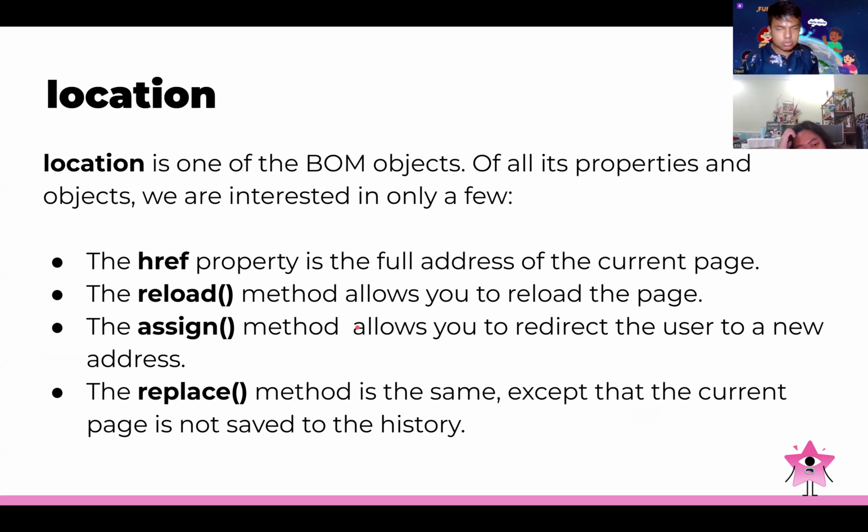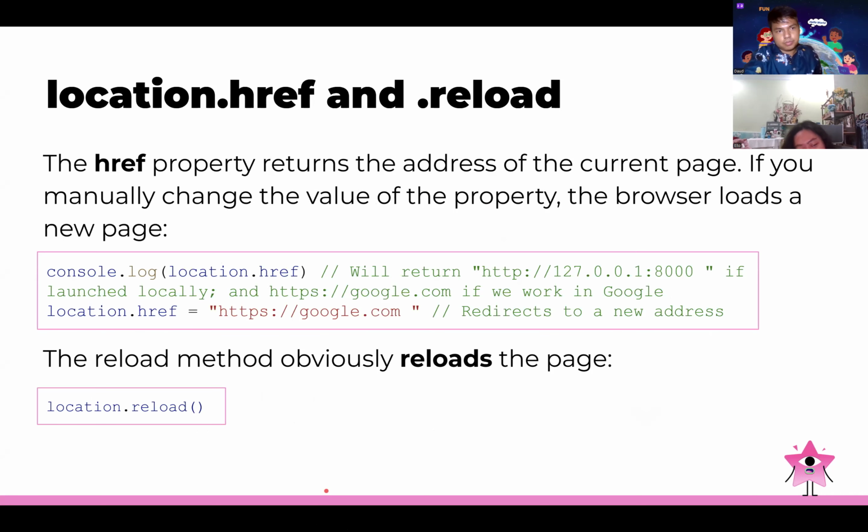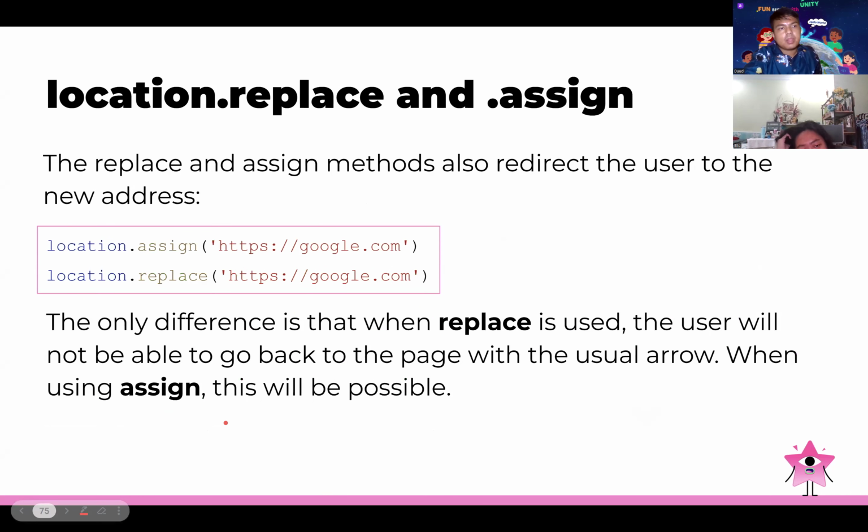Now, how can you do that? The first one, location, is one of the BOM objects. You can use the href, reload, assign, replace, and other functions like this. The reload method obviously reloads the page. You can also reload the page, assign, replace.